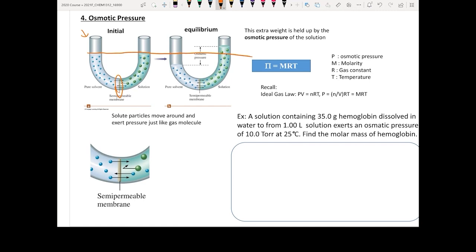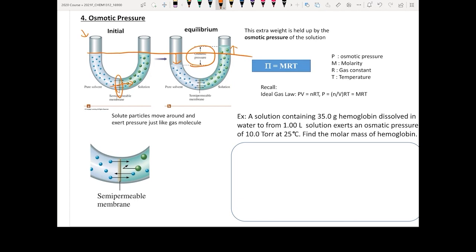But as time goes by, what's going to happen is that the water molecules are going to go to the side that has more solute, because nature is always trying to make things balanced. If you have too high a concentration, the water is going to go there to dilute that concentration. So what happens in the end is that this goes down, that goes up. And the height difference between the two is the so-called osmotic pressure.